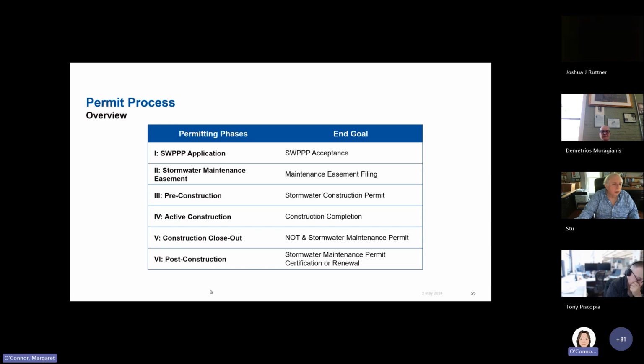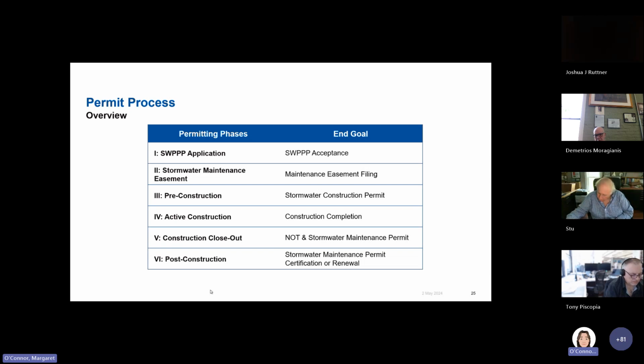The stormwater maintenance easement is required whenever a private property has post-construction stormwater management practices. The stormwater maintenance easement gives DEP the right of access to the site. If the site is already owned by the city, technically DEP has the right of access.